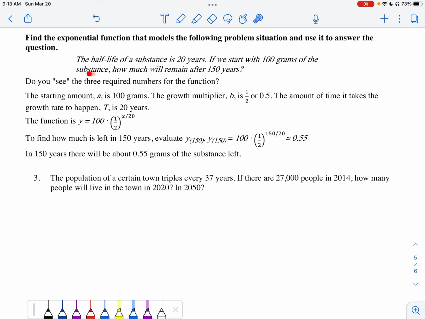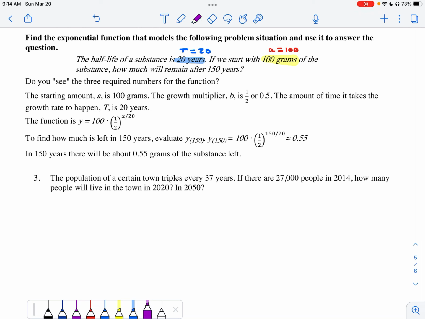The thoughts you should be thinking about as you read through a problem like this: do you see the three required numbers for the function? In this case, our half-life is 20 years, so that's how long it takes for this substance to be cut in half. That's going to be our T value. Our T would be 20. We start with 100 grams. Our starting value is always our A.